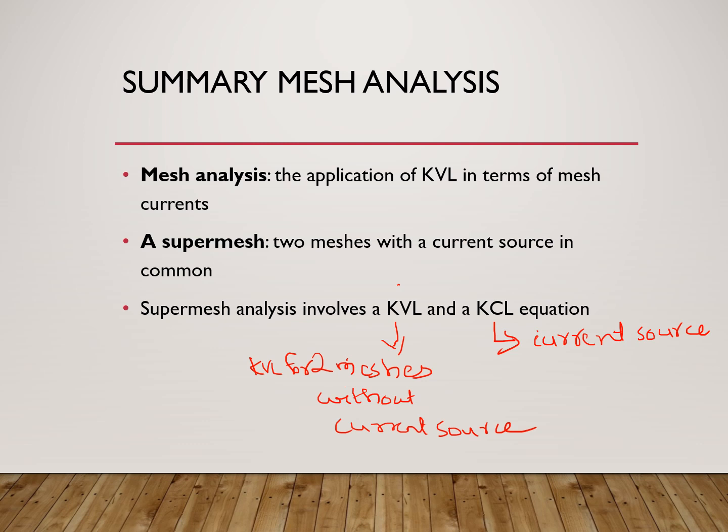There you have got a KCL for the supermesh. The KCL is for the current source, right? So the current source is written in terms of the mesh currents. That is also another thing. Once we write this, one equation you have written using KCL. Now you ignore the current source and write KVL for both the meshes, but without the current source. So this is how we are doing supermesh.